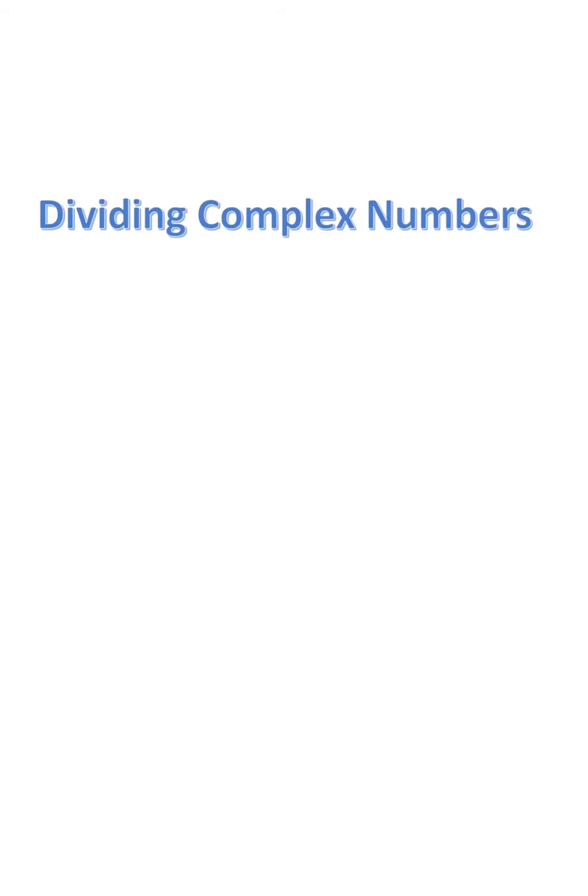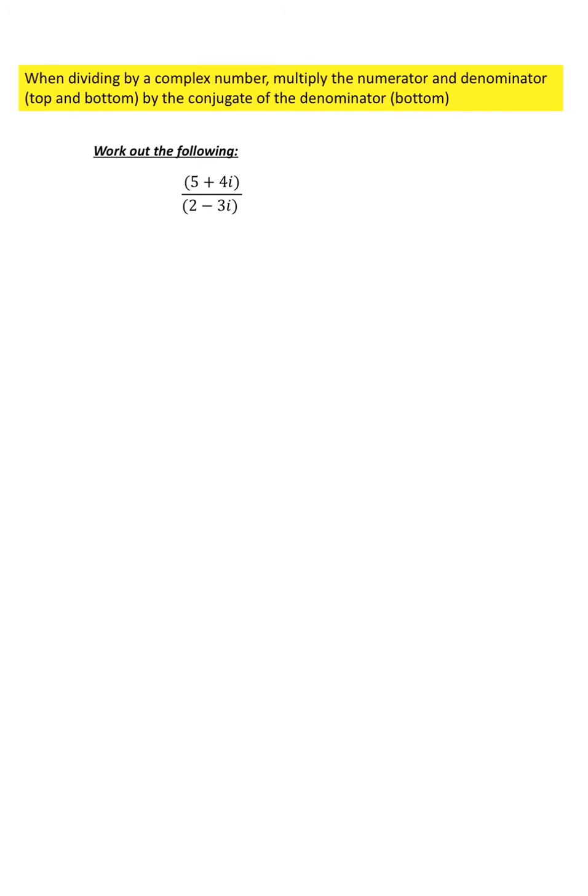In this video, we're going to be looking at dividing complex numbers. So when you need to divide complex numbers, you multiply the numerator and denominator, which is the top and the bottom, by the conjugate of the denominator, which is the bottom.